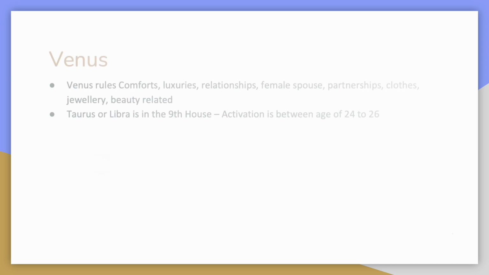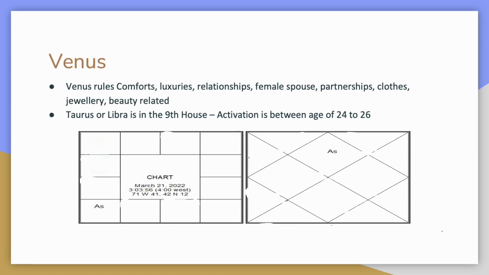The next planet we'll talk about is Venus. Venus gets activated at the age of 24 to 26. Venus rules comforts, luxuries, matters related to money, vehicles. If Taurus or Libra is in your ninth house, that means Venus rules your fortune, or has the key to your fortune. And if at the age of 24 to 26 you got a significant money-related gain, or you bought some vehicle, or comforts and luxuries came into your life at around that age, that means Venus activated your fortune.